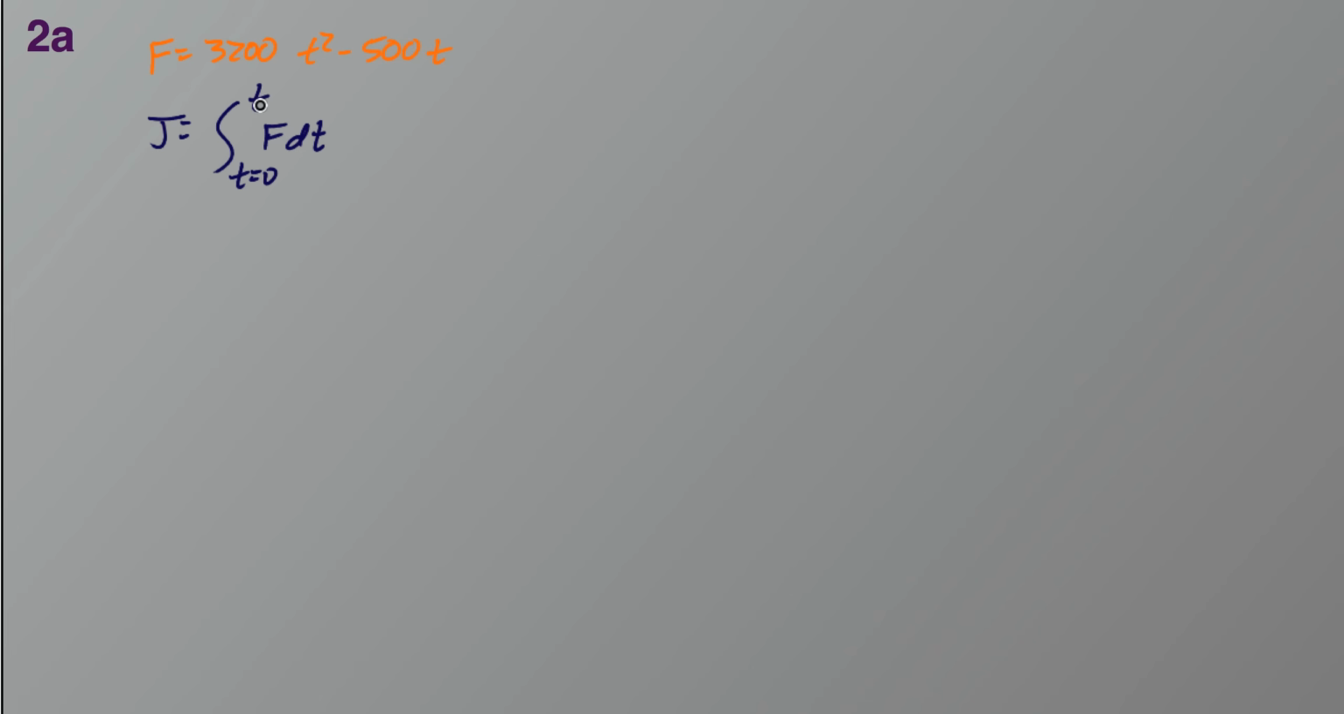So what I'm going to do, very quickly, is take our equation 3,200t squared minus 500t and find the zeros of it. Obviously, if t is 0, our force is 0, so that's where we start. But our second zero is going to happen when 0 equals 3,200t squared minus 500t. Divide a t out: 0 equals 3,200t minus 500.